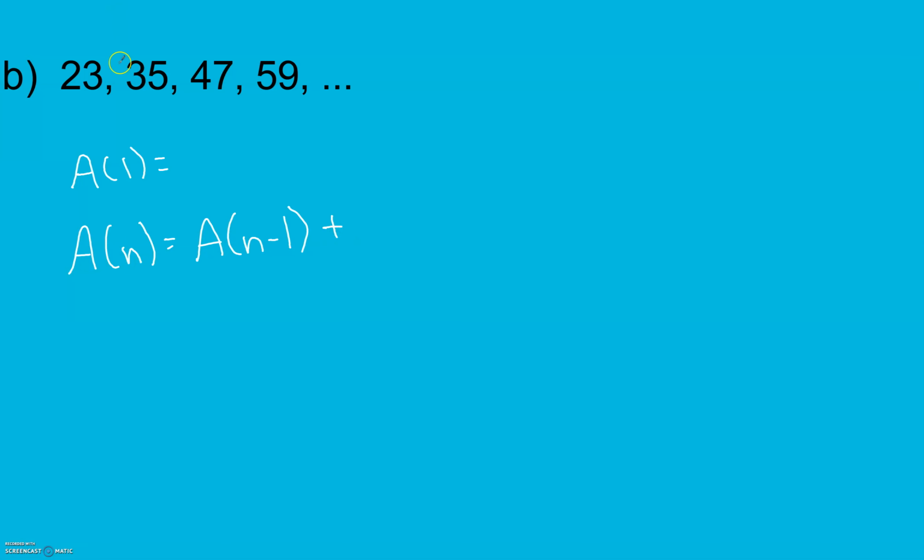So here, I start at 23, that's my first term. To go from 23 to 35, I add 12. Here again, I add 12. Here again, I add 12. So 12 is my common difference. That's what we add every time to the term before. So I take the term before, add 12 to get my value. Then I take the term before, add 12 to get my new value. And we're going to keep doing that until we get to the 9th term.